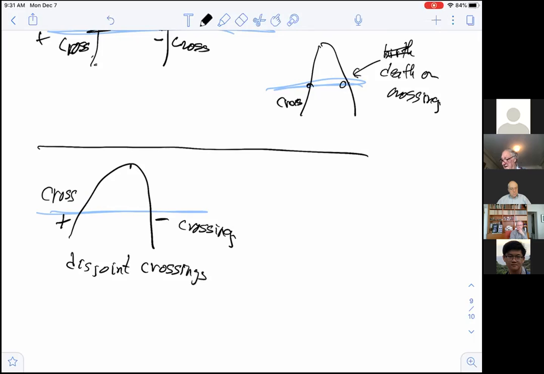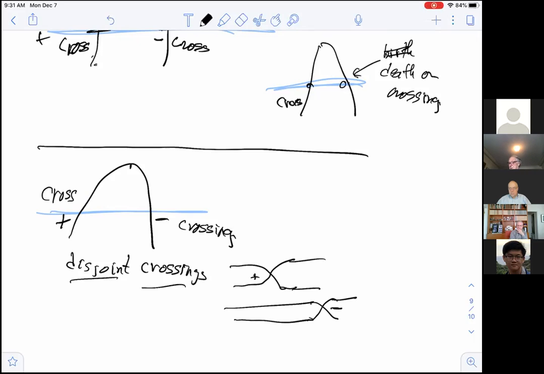So that would be a diagram like this. Here's your first crossing. This is a plus crossing. And then either above or below it, you have a minus crossing. But the four critical points involved are disjoint. That's what I mean by disjoint crossings.